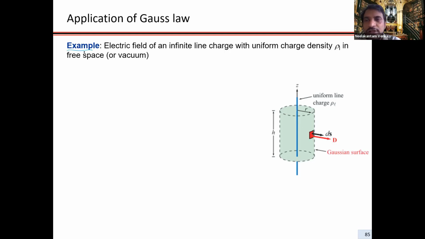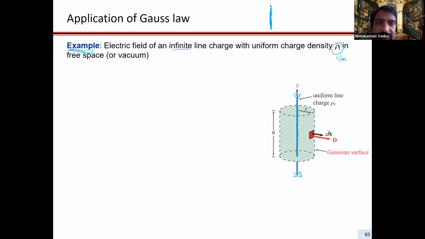As an application example, how you can use Gauss's law to find an electric field due to an infinite line charge. This is infinite in length, and it has a certain charge density rho L, which is Coulomb per meter. It's uniformly distributed along that line. That means if I take any point, it's uniform charges that are distributed along that line. And I want to find what is the electric field around that.